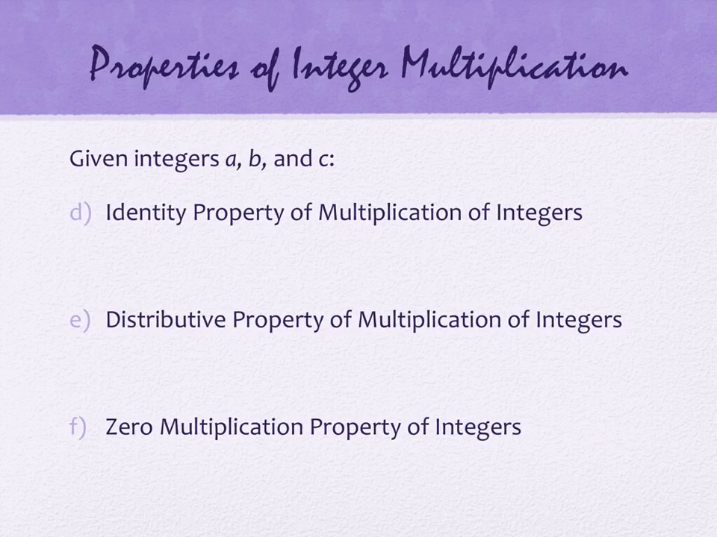Identity property. We had this one before too. What is the identity element for multiplication? 1. Identity element is 1. The identity property then says that that number 1 is unique, and when you multiply, in this case it's an integer, last time it was a whole number, but when you multiply that by A, you get A. And of course 1 is the unique number that does that.